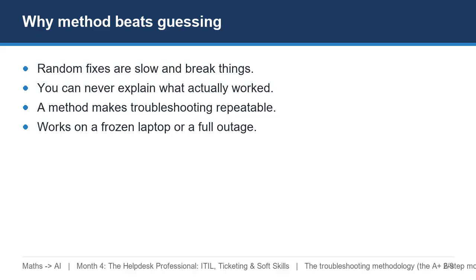Let's start with why this matters. Beginners often troubleshoot by trying random fixes until something works. It feels busy, but it's slow, it breaks other things, and worst of all, you can never explain what actually fixed it. A proper method turns troubleshooting into a repeatable, professional process. Learn this 6-step model once and you'll use it on everything, from a single frozen laptop right up to a full network outage.